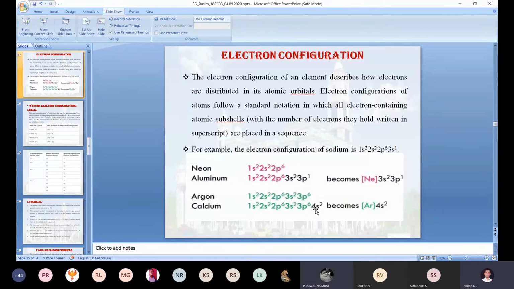Your question is whether you can use 3d2 and then go for 4s2, something like that. I think there is some particular reason for this crossing. I will verify once and get back to you in the next class. This is particularly about the calcium electronic configuration.